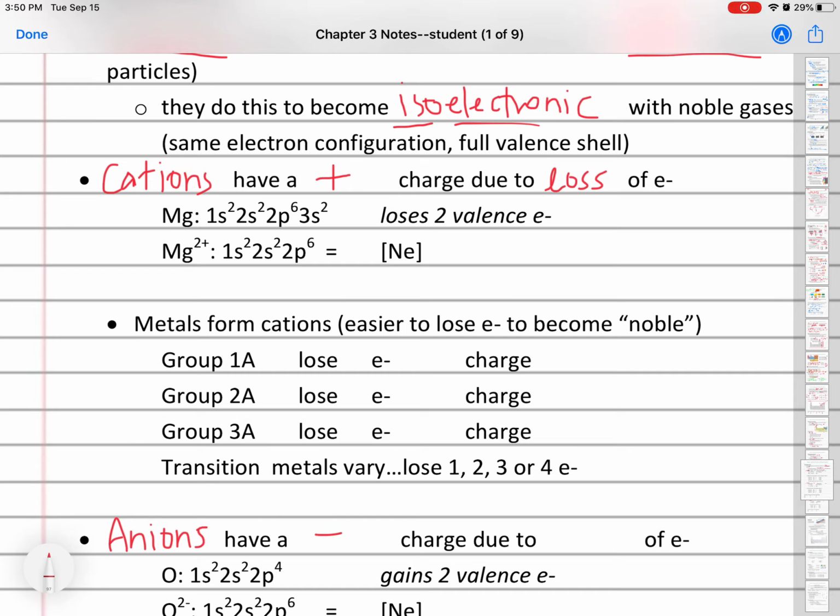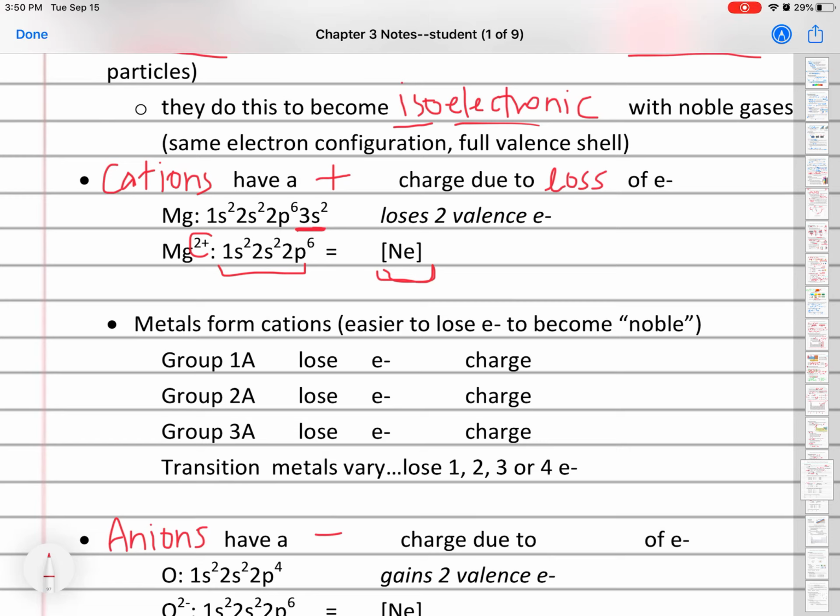So an example of this is magnesium. Magnesium has 2 valence electrons in the 3s sublevel, and if it loses them, then it ends up with a 2+ charge, and the electrons that are left are the same electron configuration as neon. So a magnesium ion with a 2+ charge has the same electron configuration as neon, and it's actually very stable.